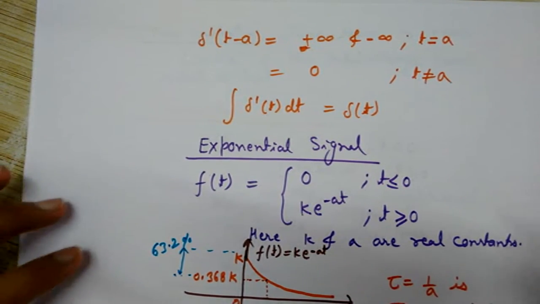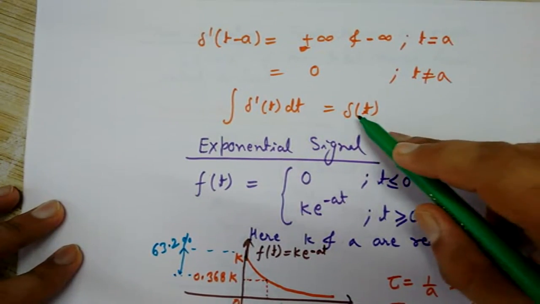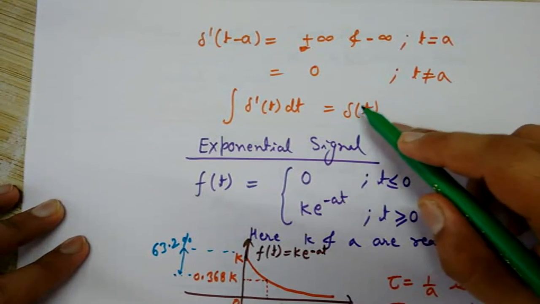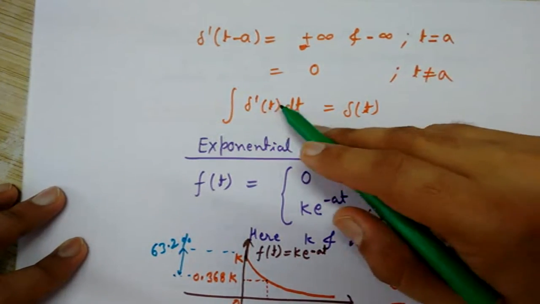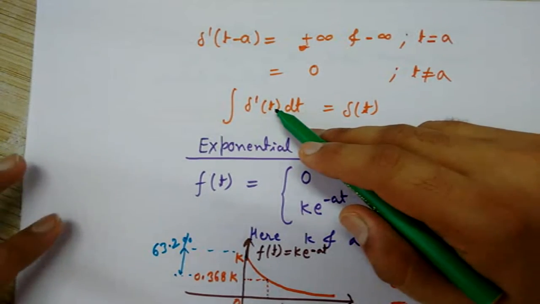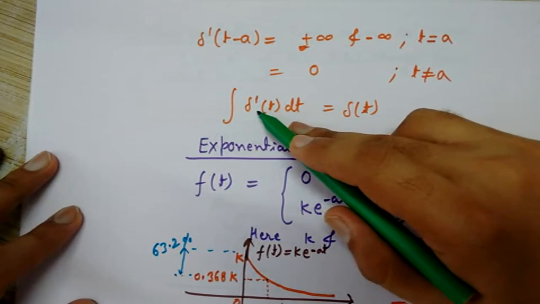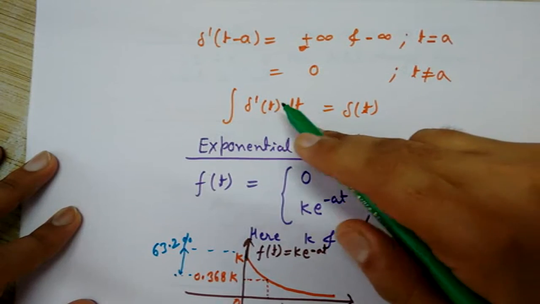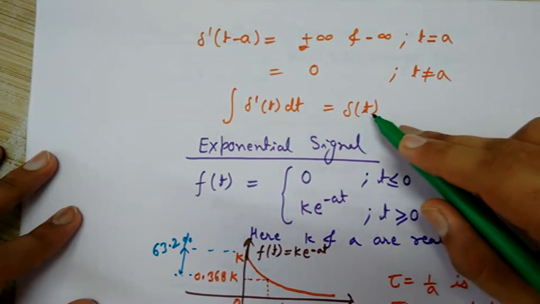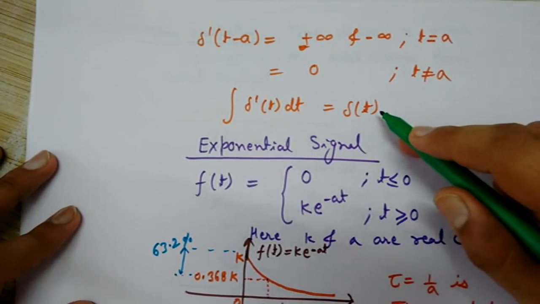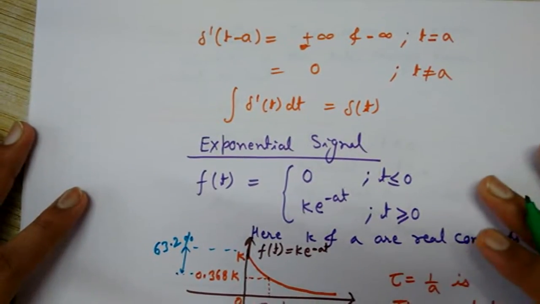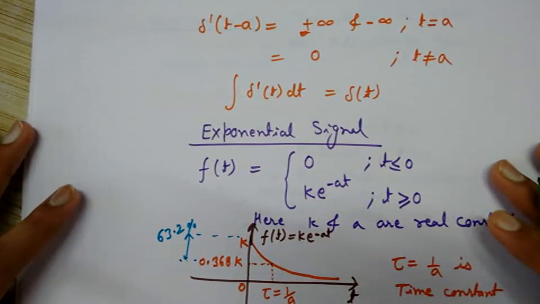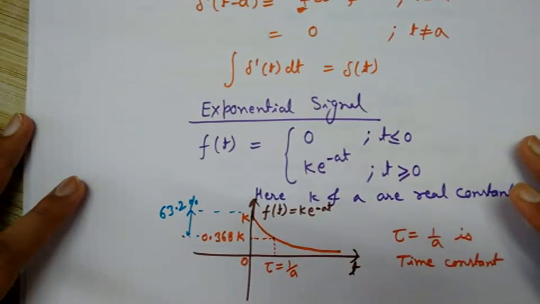Since I told you that by differentiation of the impulse signal, I get this unit doublet signal, we can say that if I integrate this unit doublet signal, then I will get back the impulse signal. This is reversible. Now we will discuss another kind of signal called the exponential signal, a very important signal.